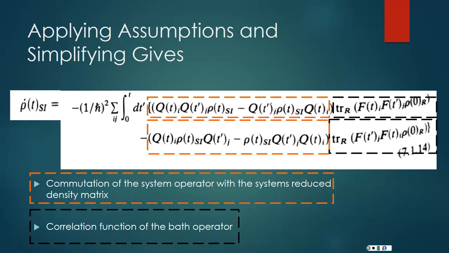And we can see that it's generally two parts. So we have commutators that are associated with the system operators and density matrix. Then we have correlation functions over here associated with the bath and the bath operators and bath density matrix.